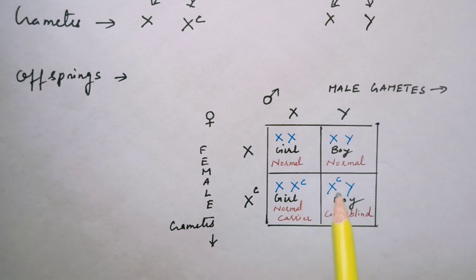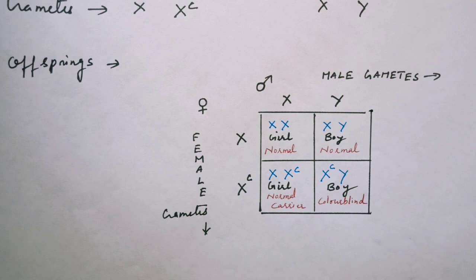Now for the fourth box, we take this X from the female side and Y from the male side. Now this X is carrying the defective gene for color blindness, the recessive gene. So this is a boy and he becomes color blind. Why? Because in the absence of a dominant gene for vision, there is only one X. The boys have only one X. So in the absence of a dominant gene, this recessive gene gets a chance to express itself and the boy becomes color blind. Now students, these are the 4 possibilities.